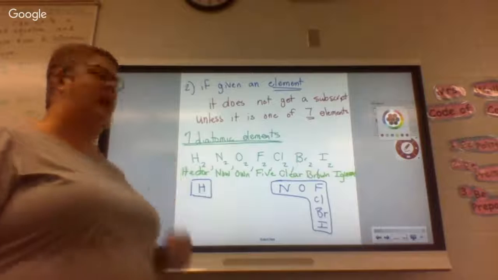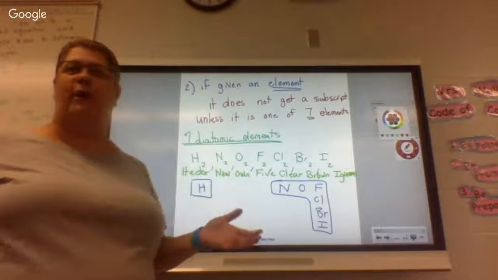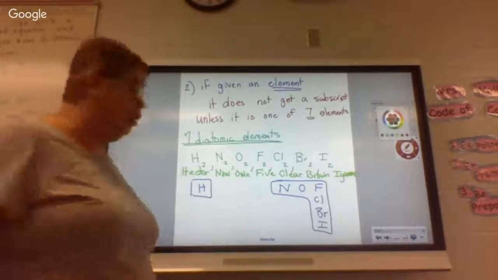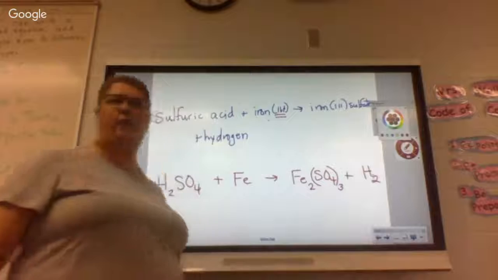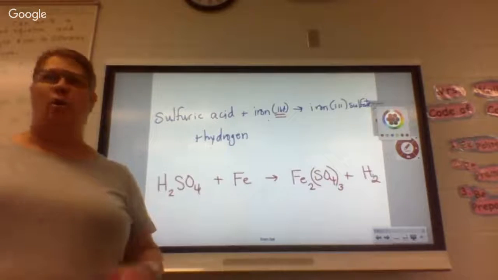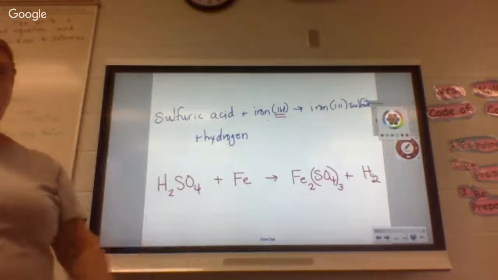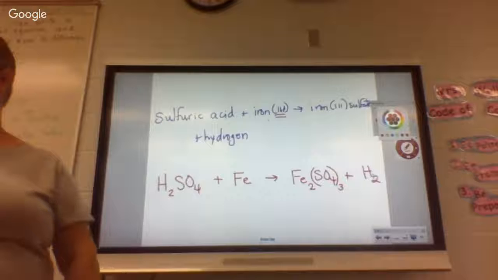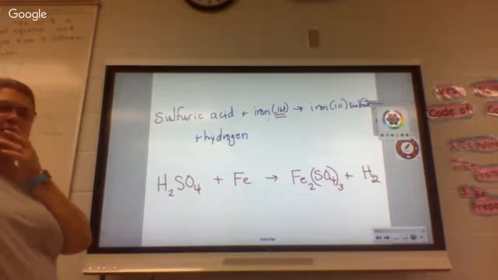Is it one of the diatomics? Yeah. So the only subscript I will ever put on an element is what? A 2. I will never put an element subscript of a 3, a 5, a 7, or any of those other weird numbers students like to write down. It's a 1 or it's a 2. That's it. Okay? Now, what's the last thing I need to do?